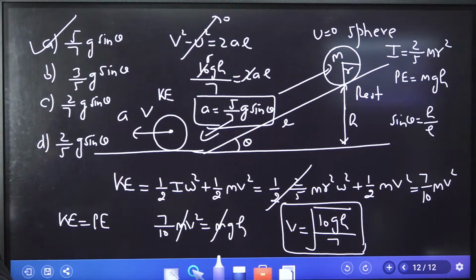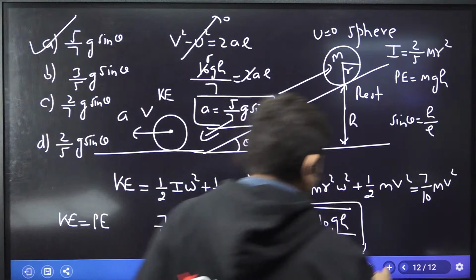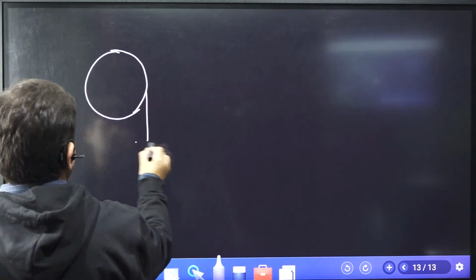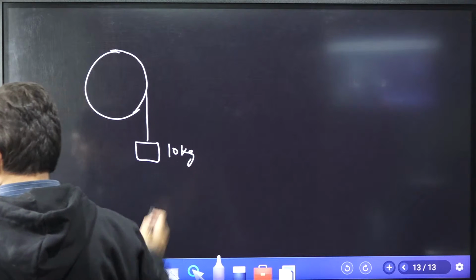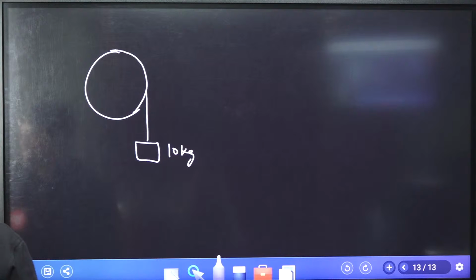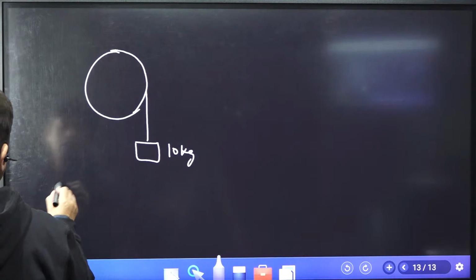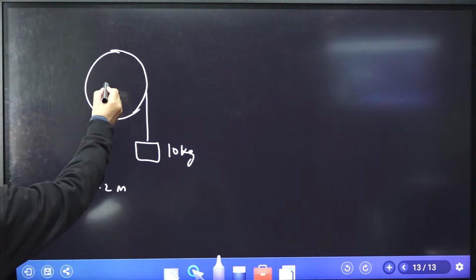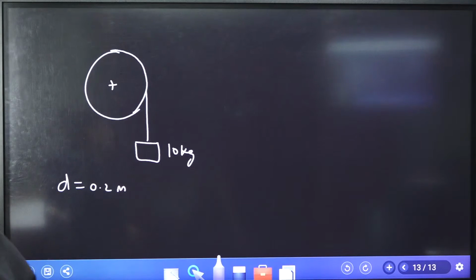Okay, now the next question, which I think I should ask you, is this question. This is another very, very important question, so let me give you this question also. There is a 10 kilogram body which is hanging at rest from a rope which is wrapped around a cylinder, and the diameter of the cylinder is 0.2 meter. So there is a rope wrapped around this cylinder, and I have attached a 10 kg body to that rope.